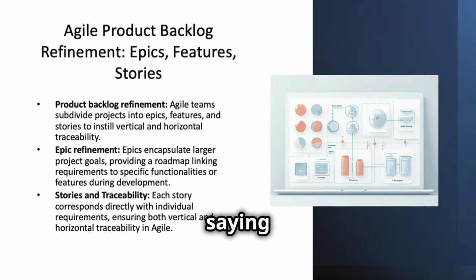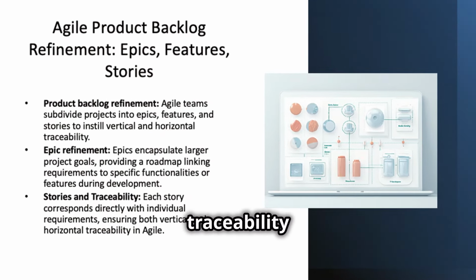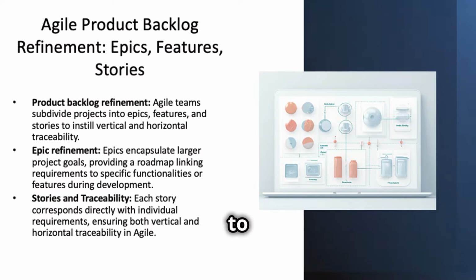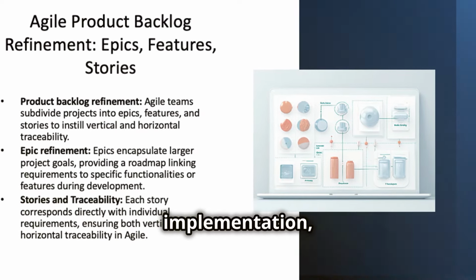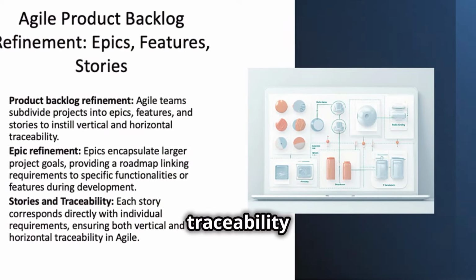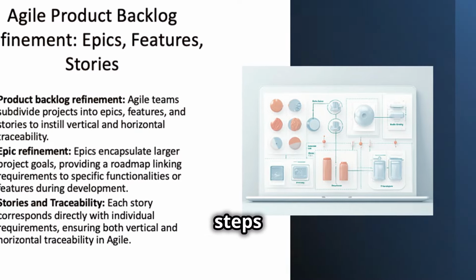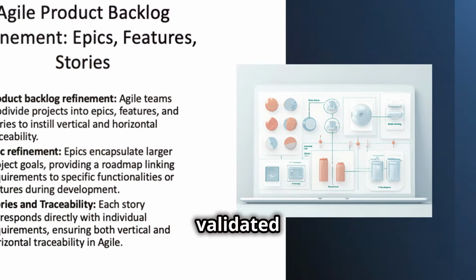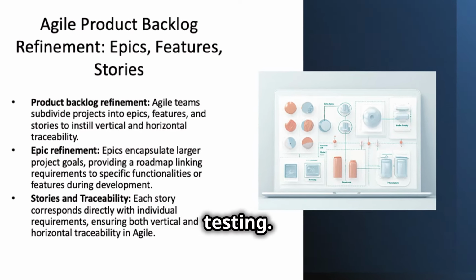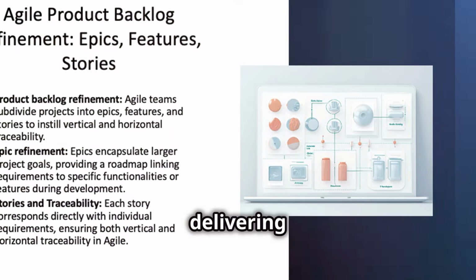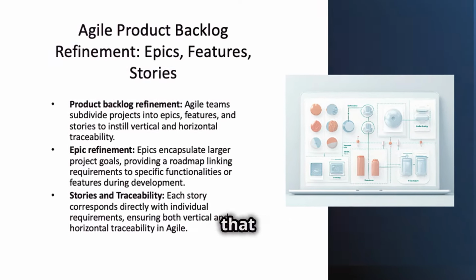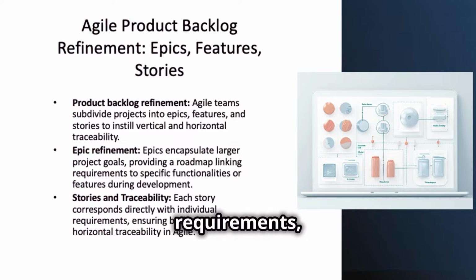Stefan, what you are saying is that vertical traceability links business objectives to code implementation, while horizontal traceability ensures that each of these steps is verified and validated through appropriate testing. Both are essential for delivering high-quality software that meets all specified requirements.